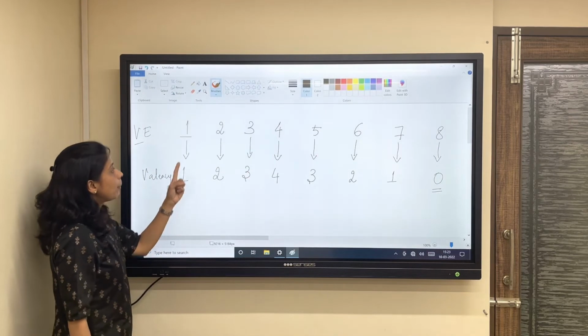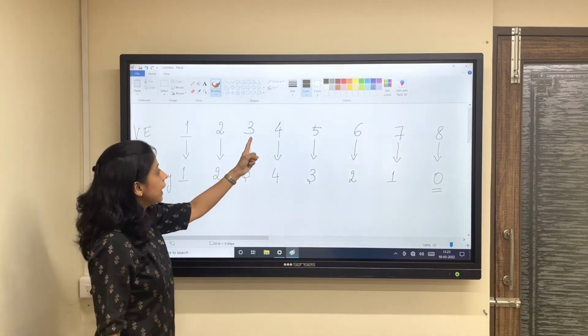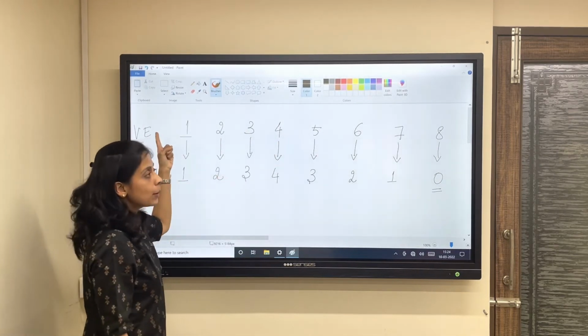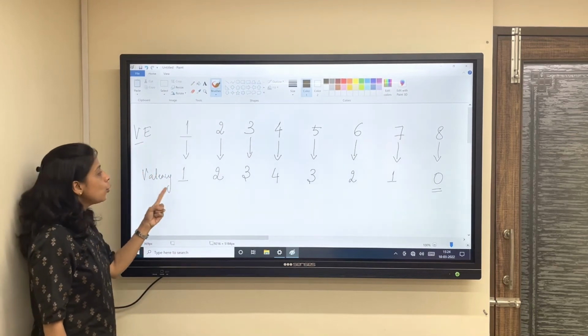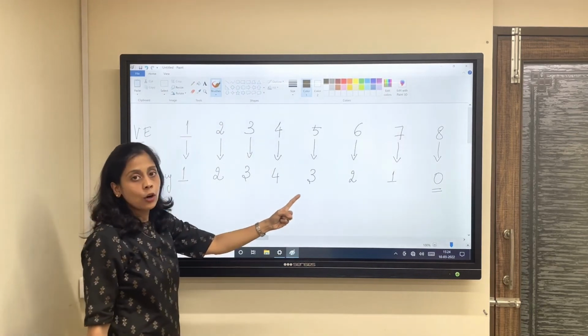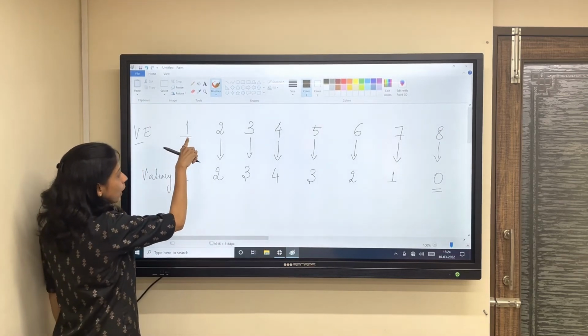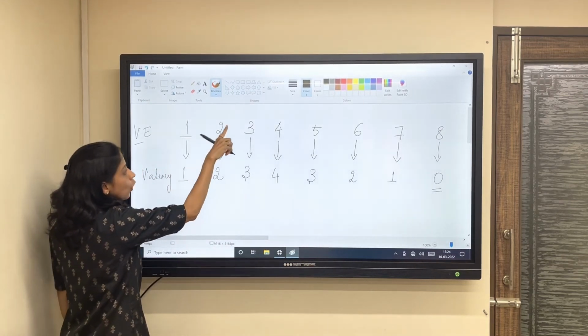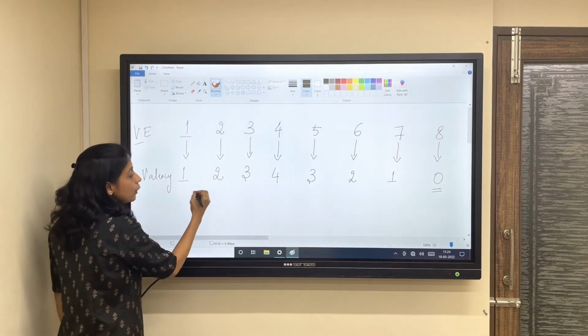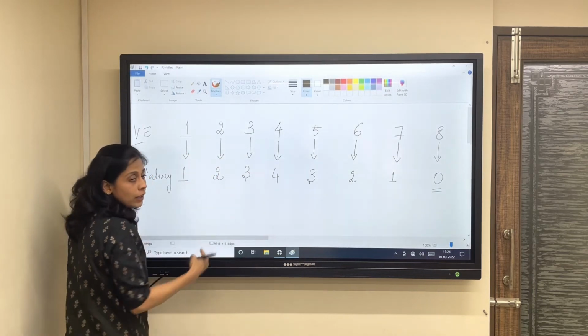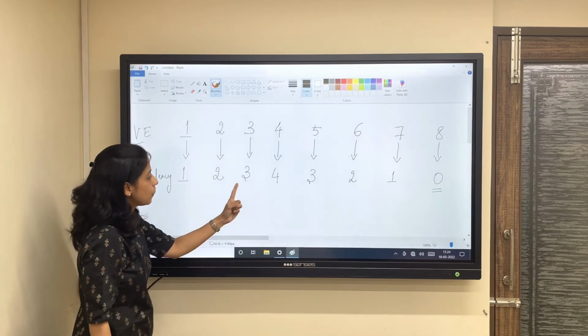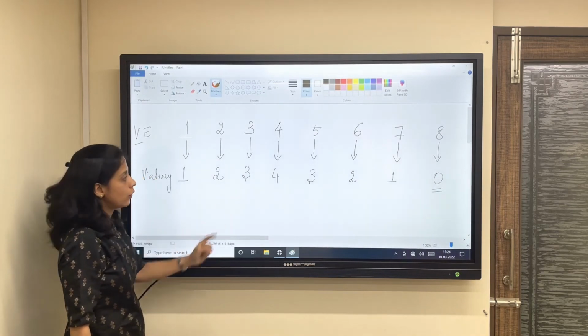So depending upon the number of valence electrons present in a particular element, you can determine the valency of the element. Now I'll just go through it once. So elements with 1, 2 or 3 electrons tend to donate 1, 2 or 3 electrons and therefore their respective valency is 1, 2 or 3.